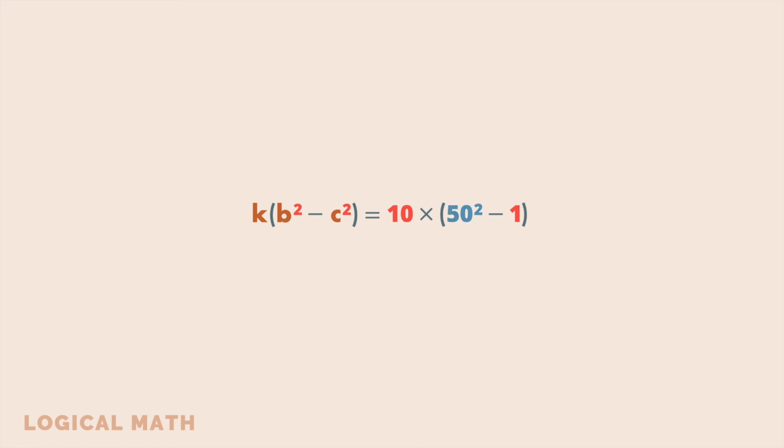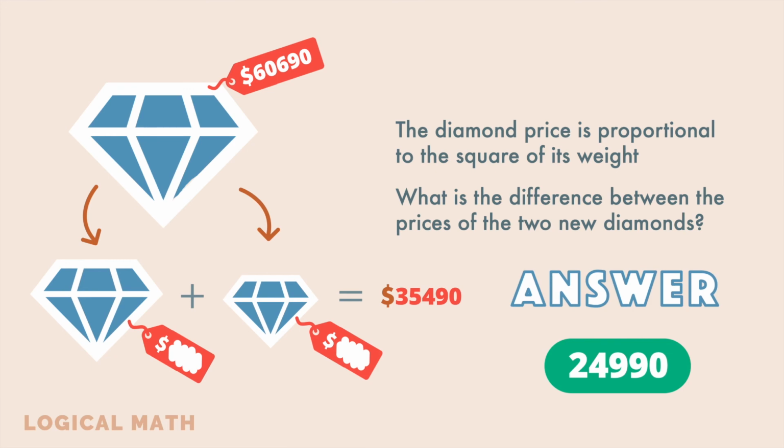50 squared equals 2500. Subtracting 1 gives us 2499. So the final result is 24,990. And that's the correct answer to the problem.